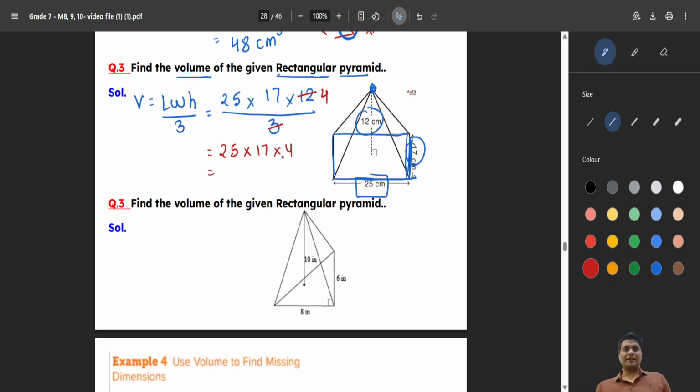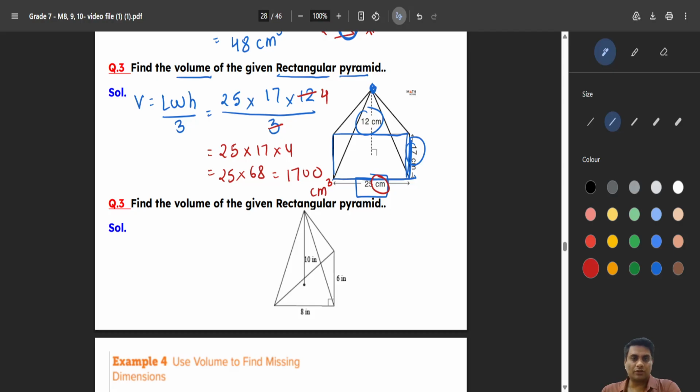Now 17 times 4 gives me 68 times 25. Now 68 times 25 will give me 1700. Okay, so 1700. The unit is centimeter, so centimeter cube. Okay, so this is the volume of the rectangular pyramid.